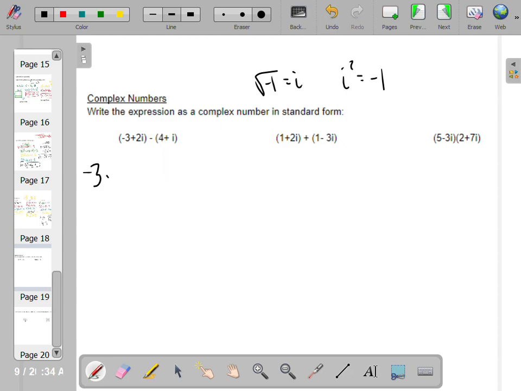So there's nothing on the outside of parentheses here. But I have to distribute the negative. So minus 4 minus i. Then I have to combine like terms. Negative 3 and negative 4 make negative 7. And 2 minus 1 is 1i.